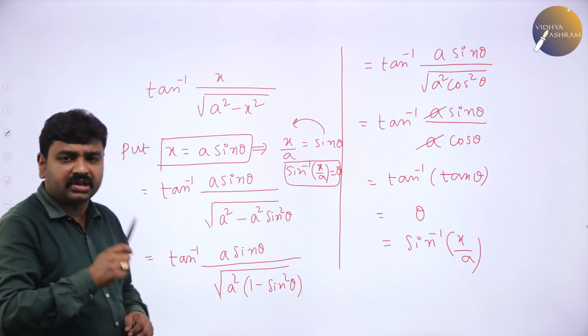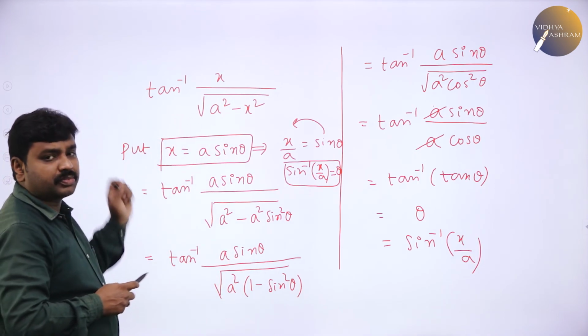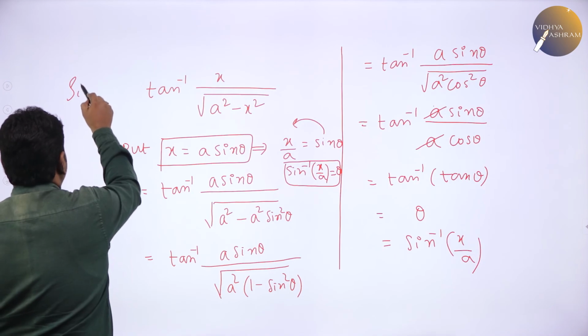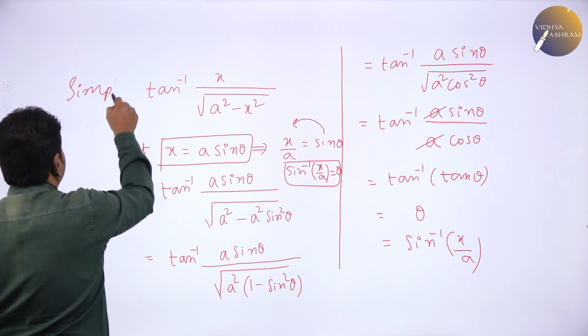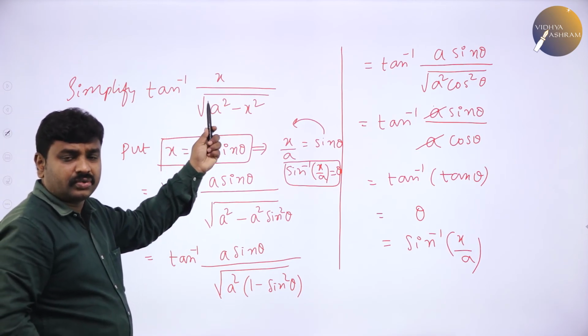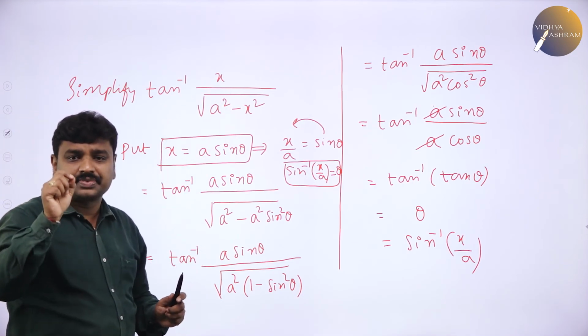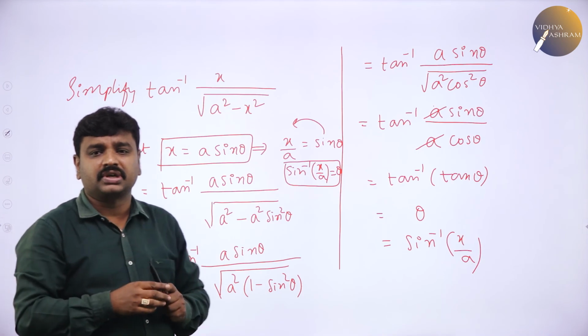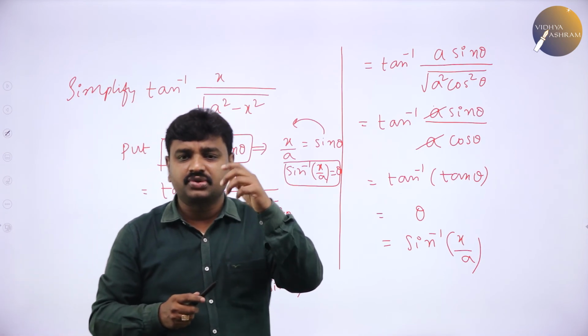Now let me repeat the whole problem. They want you to simplify this. The question is to simplify this. In order to simplify this, the technique is observe and substitute. And to substitute, yesterday I gave a table of substitution. Once you are thorough with the table of substitution, it is simple.